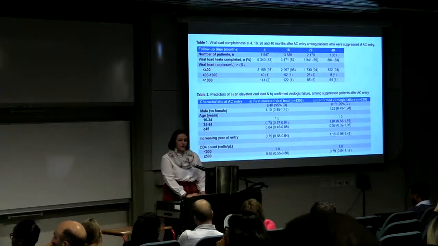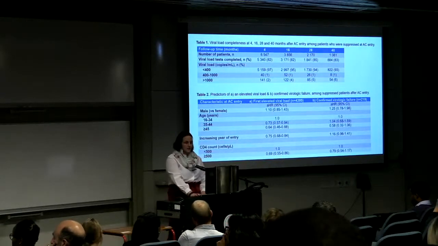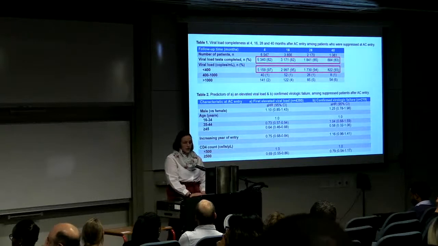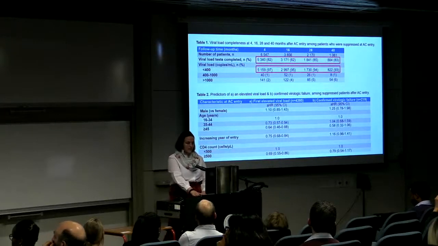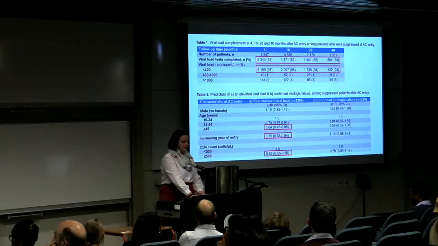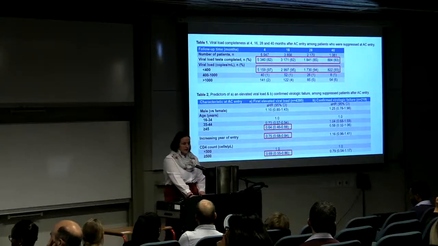So when we looked at viral load completeness over time in these patients, we see that over 80% of them remained suppressed through 40 months, and of those who were tested, more than 90% remained suppressed. When we looked at predictors for our outcomes, we found that older age, increasing year of entry, and higher CD4 counts were protective against an elevated viral load. However, we didn't find any strong predictors for failure.